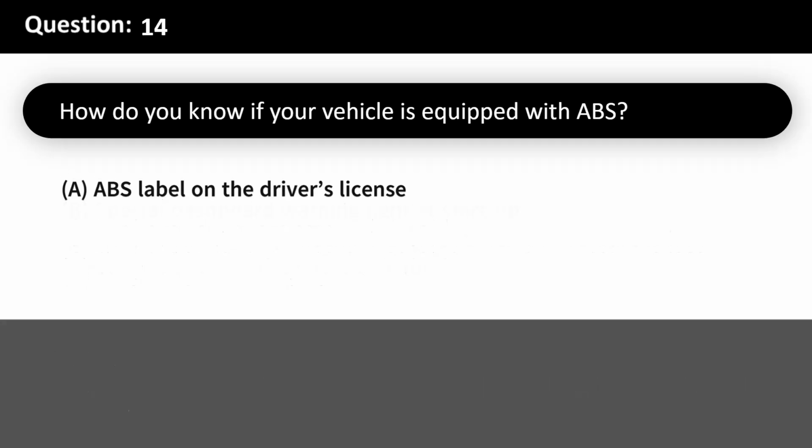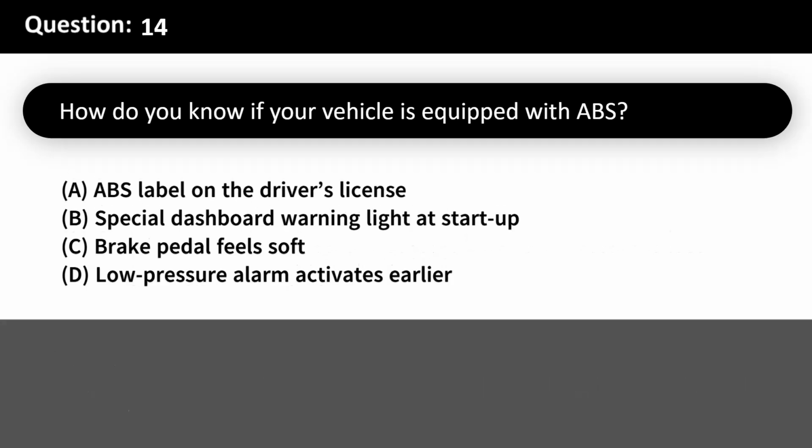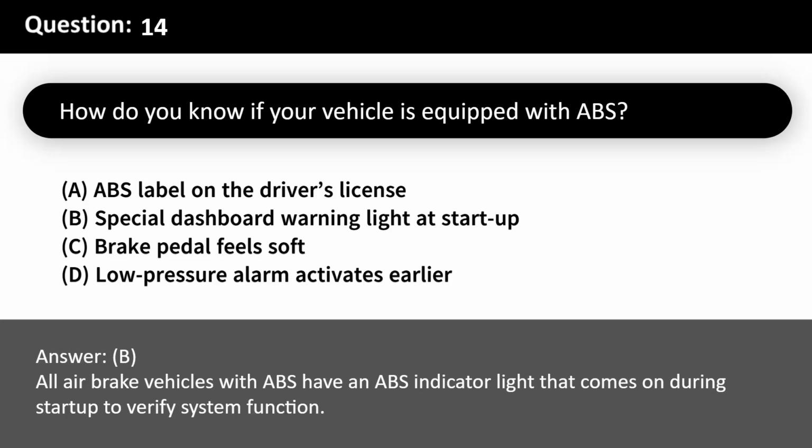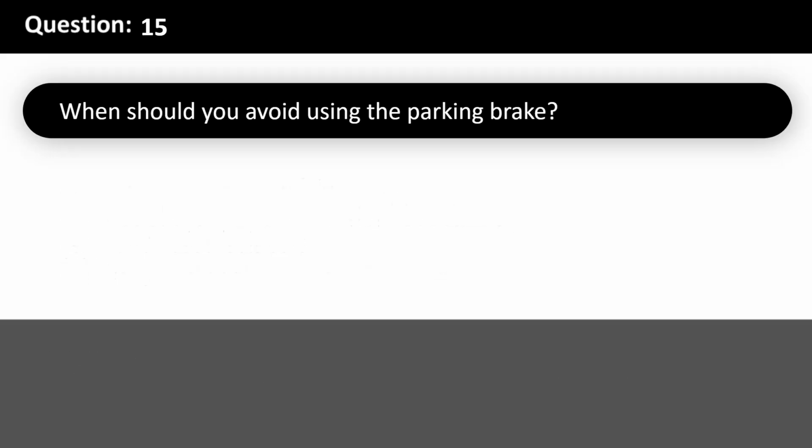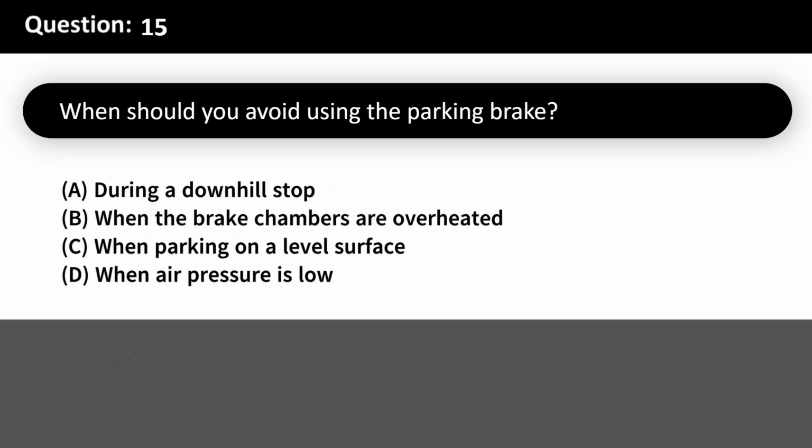How do you know if your vehicle is equipped with ABS? A. ABS label on the driver's license. B. Special dashboard warning light at startup. C. Brake pedal feels soft. D. Low pressure alarm activates earlier. Answer: B. All air brake vehicles with ABS have an ABS indicator light that comes on during startup to verify system function.